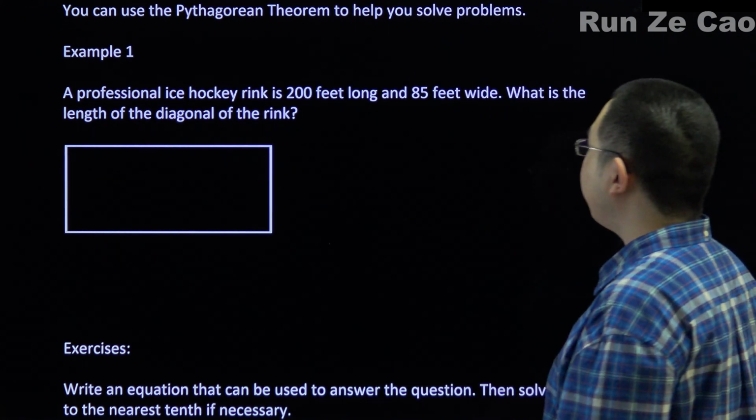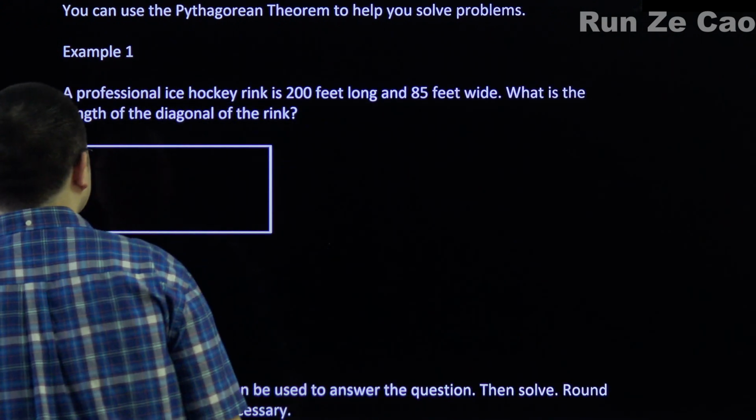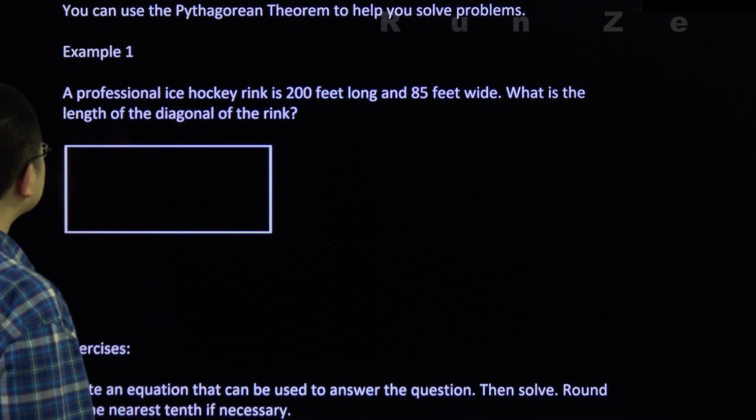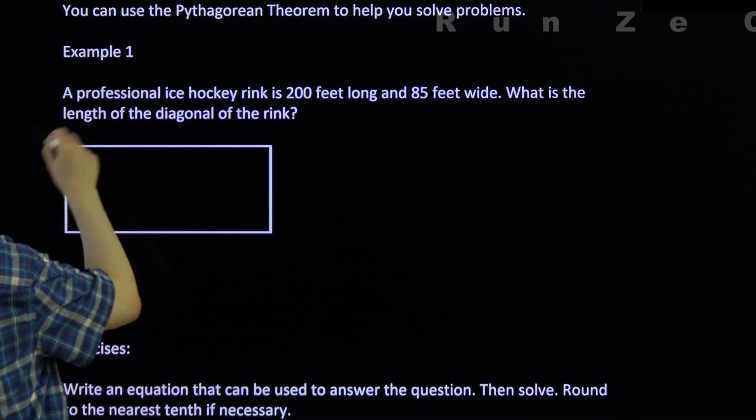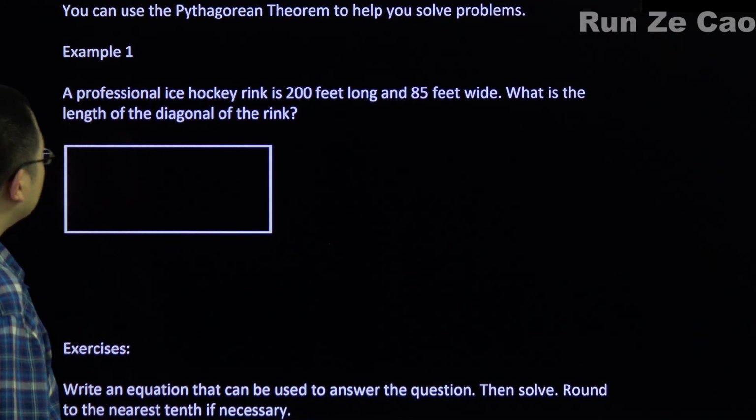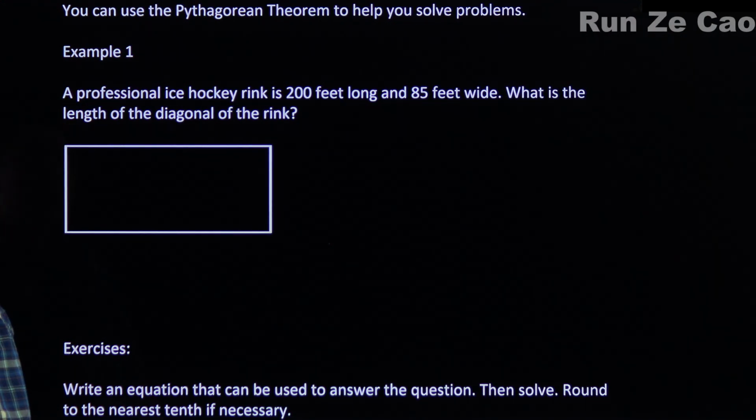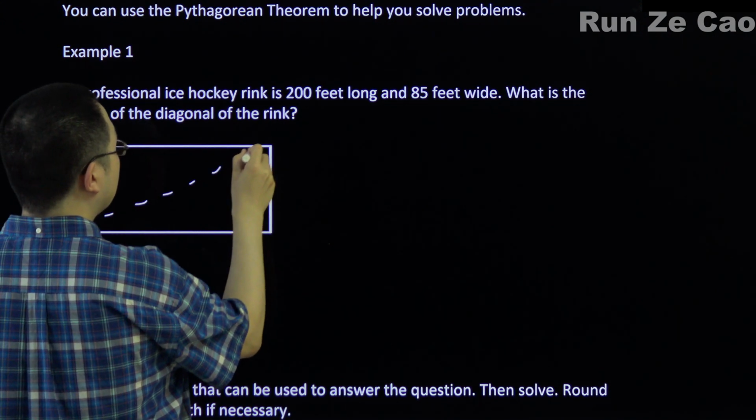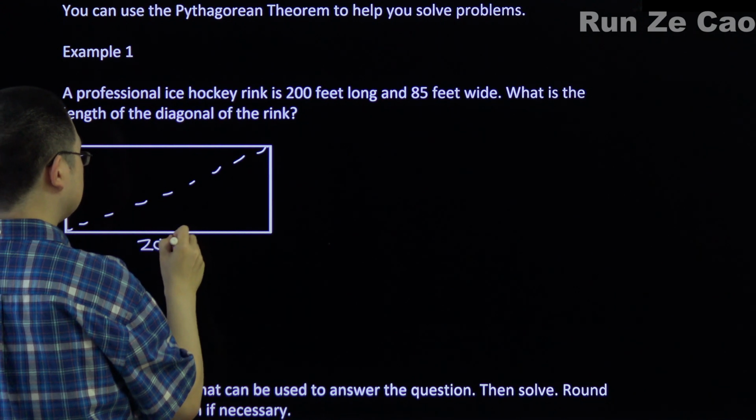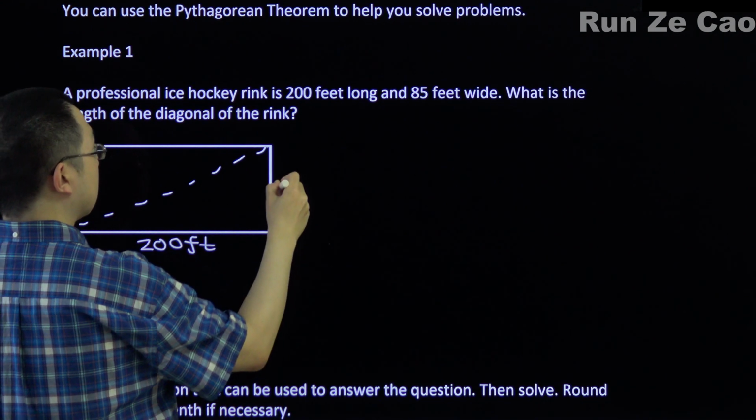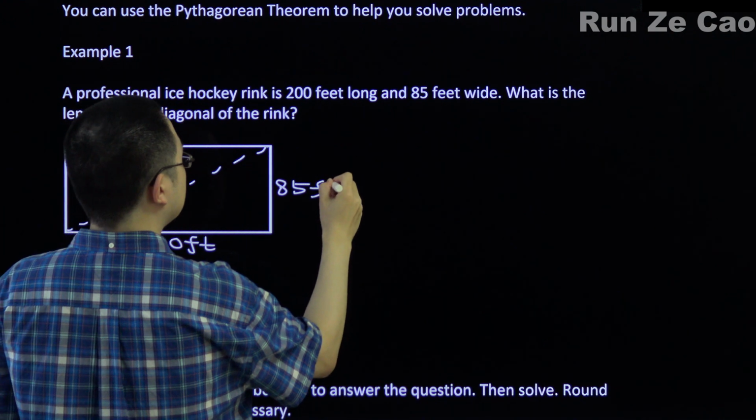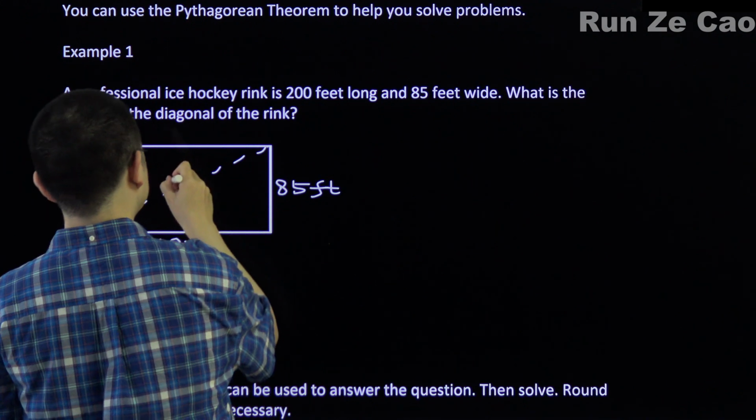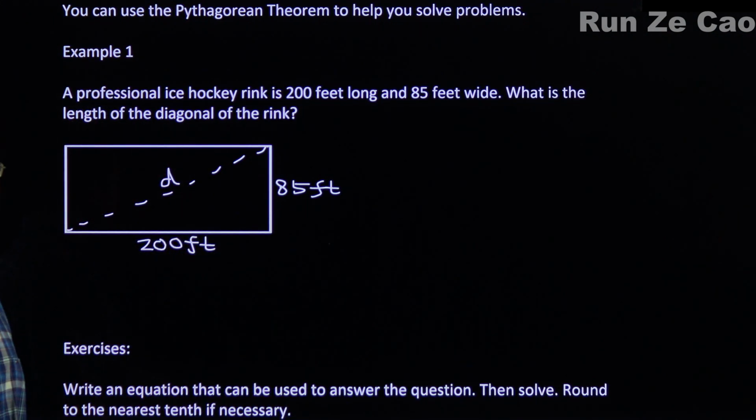Let's say it's 200 feet long and 85 feet wide. In actuality, professional ice hockey rinks, if I recall correctly, are not this rectangular. Like the walls are a bit more curved around the corners. What is the length of the diagonal of the rink? So in other words, from one corner to an opposite corner, 200 feet and 85 feet. So the length of the diagonal, let's say it's d, okay?